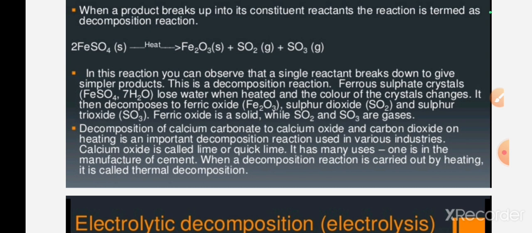This is a decomposition reaction. Ferrous sulfate crystals, FeSO4·7H2O, lose water when heated, and the color of the crystals changes.